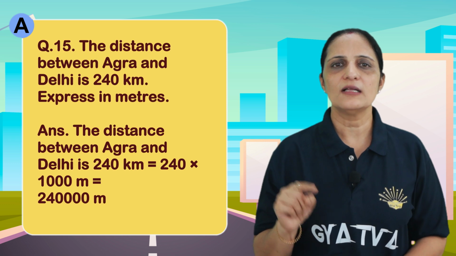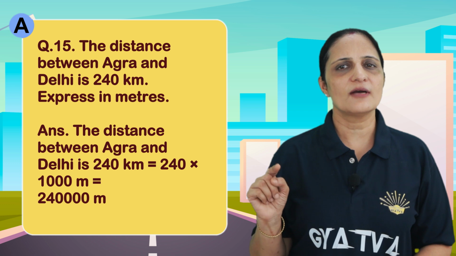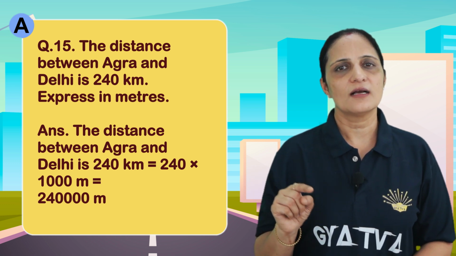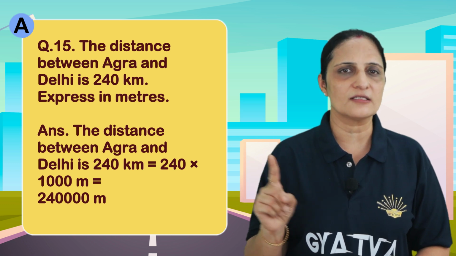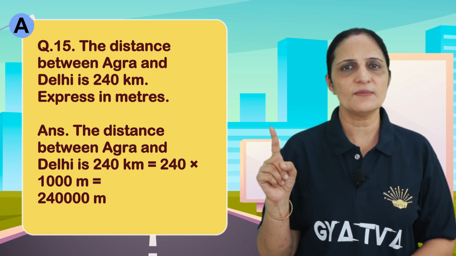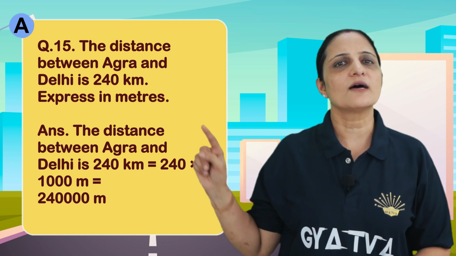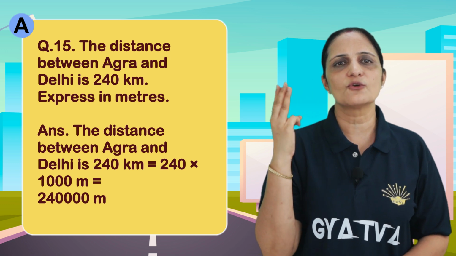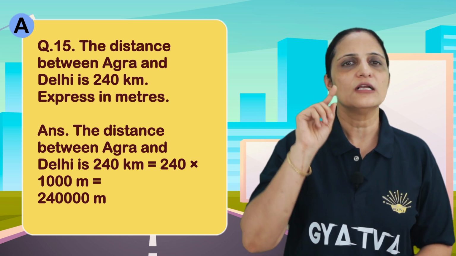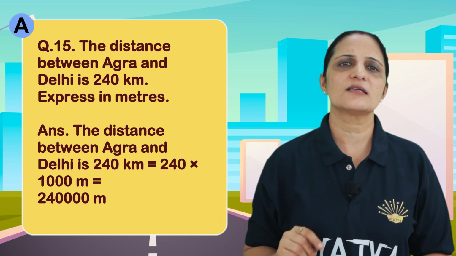Question number 15. The distance between Agra and Delhi is 240 kilometer. You have to express it in meters. Now see, it is 240 kilometer, and we have to convert kilometer into meters. And 1 kilometer is 1000 meters. So 240 kilometer means 240 multiplied by 1000. 3 zeros. So 1 zero is already there, so that comes out to be 24 and then 4 zeros. So 240,000 meters is the correct answer.